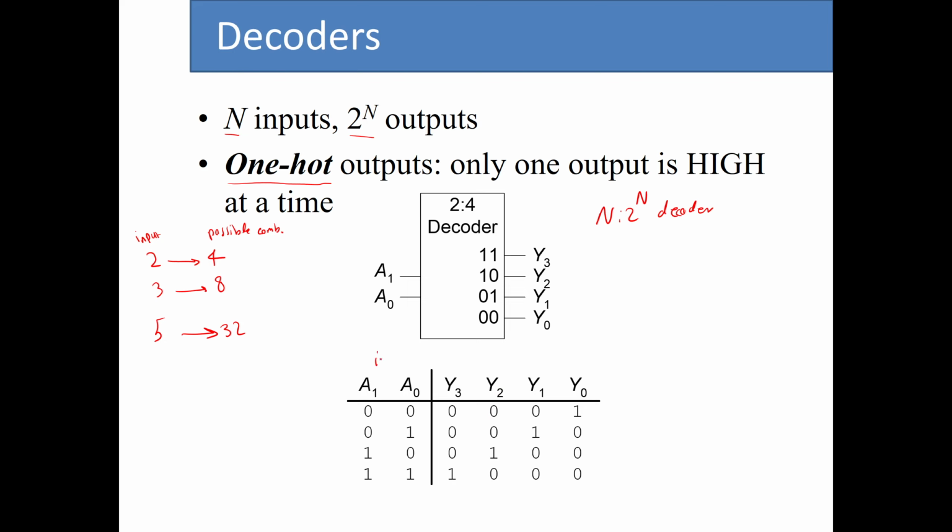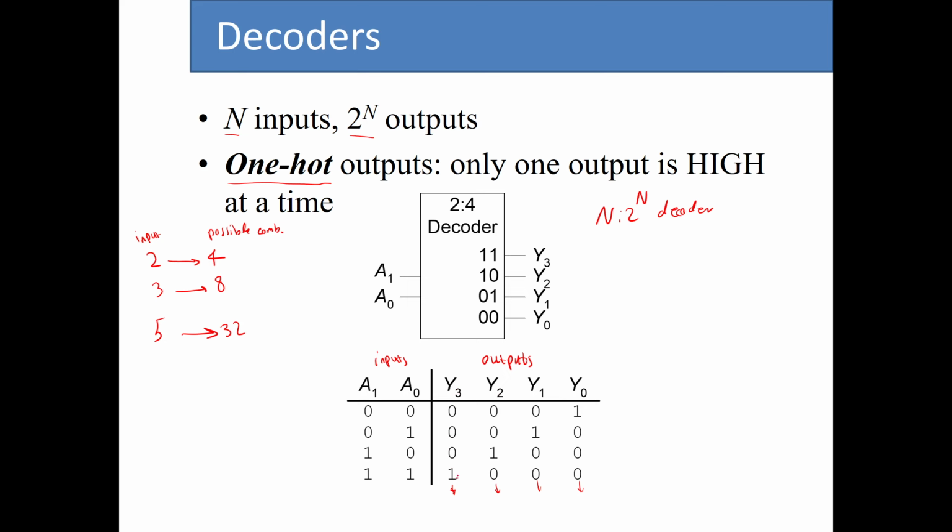So these are the 2 inputs. These are the outputs that we have. As you can see, each one of them is basically a function of the inputs. What you can do is use the sum of product form to come up with the function for each one of these outputs.